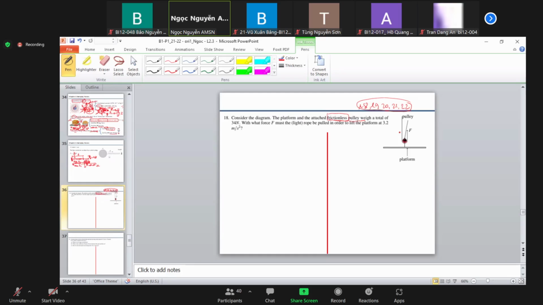The platform weighs a total of some Newtons. They ask you the force you have to apply to the rope to lift the platform at 3.2 meters per second squared. First, free body diagram. When you work on forces, you have to do it.